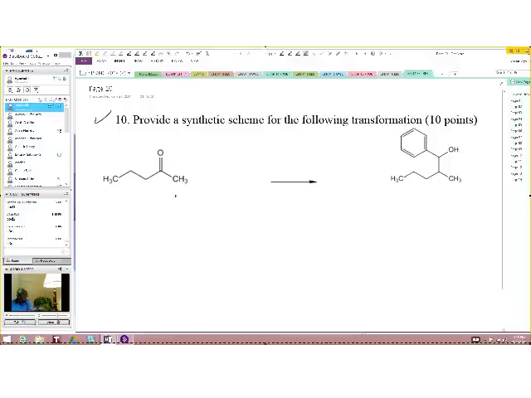Provide a synthetic scheme for the following transformation. Thank you, Chelsea Smiley. So provide a synthetic scheme for the following transformation. Now this is a synthetic problem. When you get to a synthetic problem, this is where you begin to use your knowledge of the reagents, and also some critical thinking. In other words, at this point, we want you to think critically.